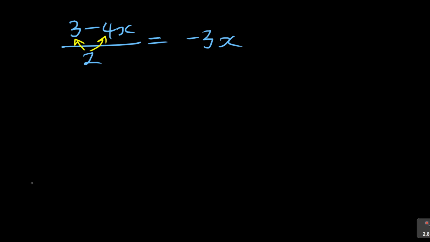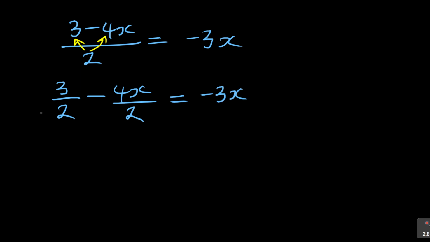So what you're going to write here is 3 over 2, then you put minus, and then you've got 4x over 2, is equal to minus 3x. I feel this is much proper for me. Then divide by 2 there into 4. It's a factor there. It's 2. So what we have? We have got 3 over 2 minus 2x is equal to minus 3x.